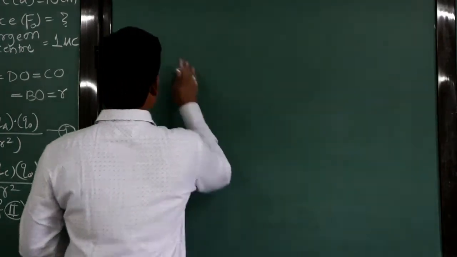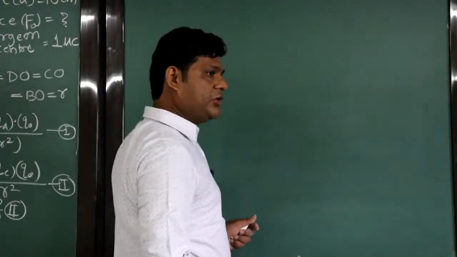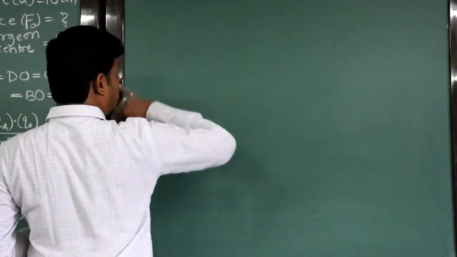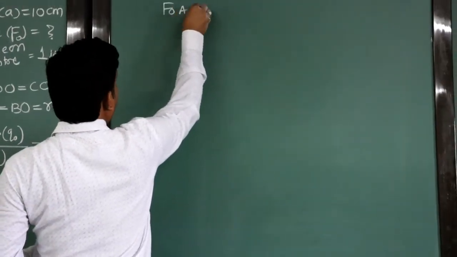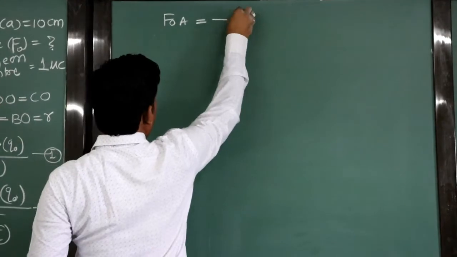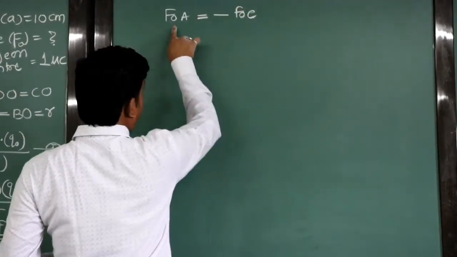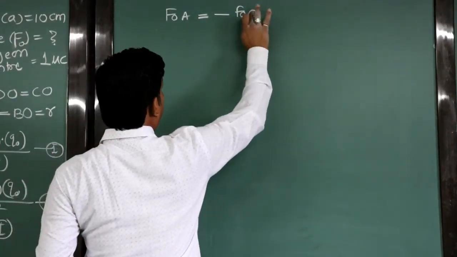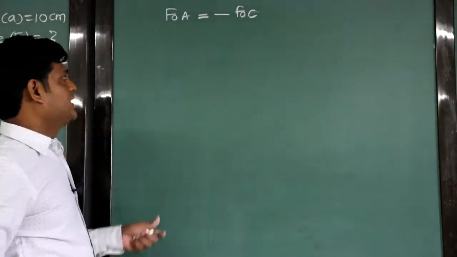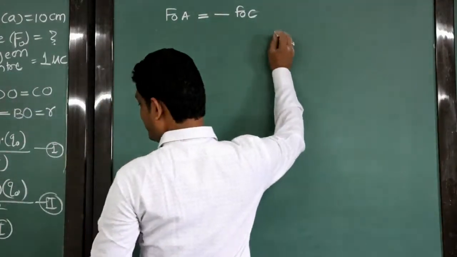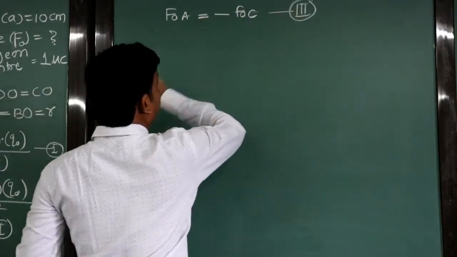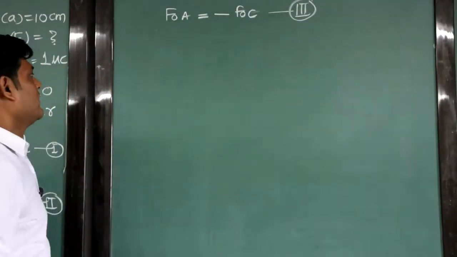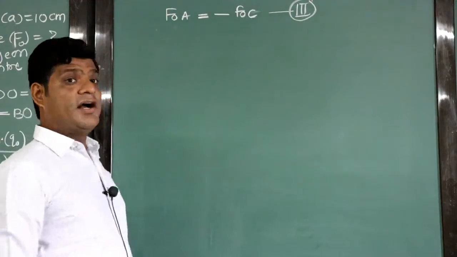If the two forces are equal in magnitude and opposite in direction, we write FOA equal to minus FOC. They are equal in magnitude and opposite in direction. So this is equation number 3. They are opposite in direction. Correct? Now we are going to take another pair.